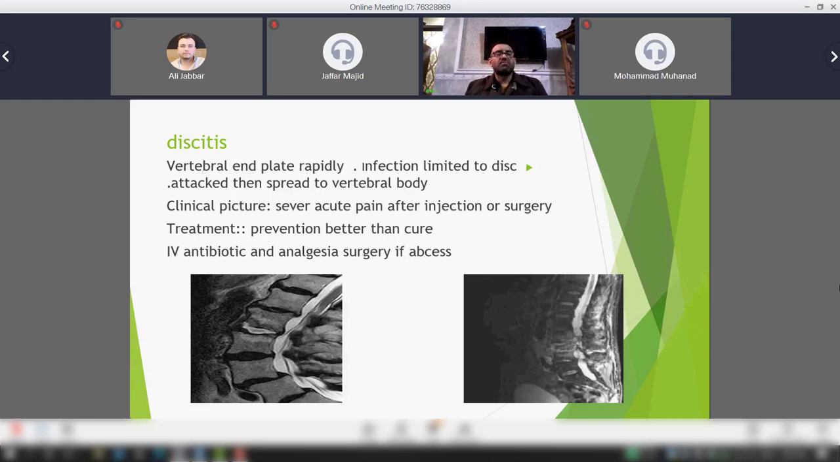As for treatment, prevention is better than cure, but it may happen and it needs IV antibiotics and sometimes even surgery. Sometimes we do an epidural injection, sometimes spinal surgery, and the patient may develop discitis. Yes, it may even need surgery because of the severity of the pain. Sometimes we go in on the patient and remove the disc that became discitis. This is an acceptable complication of spine surgery. It may happen as a complication, though of course the patient never accepts it.